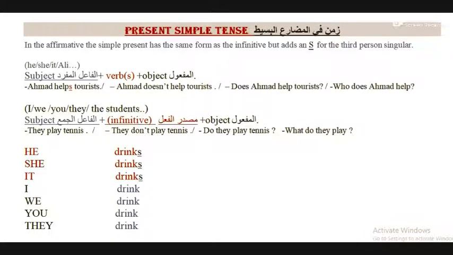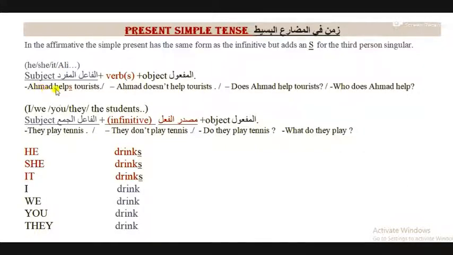And now let's revise the present simple tense. In the affirmative, the simple present has the same form as the infinitive but add an s for the third person singular. The singular subject, plus the verb, plus the object. But here we add the letter s to the verb. Singular subject such as he, she, it, Ali, Mona.